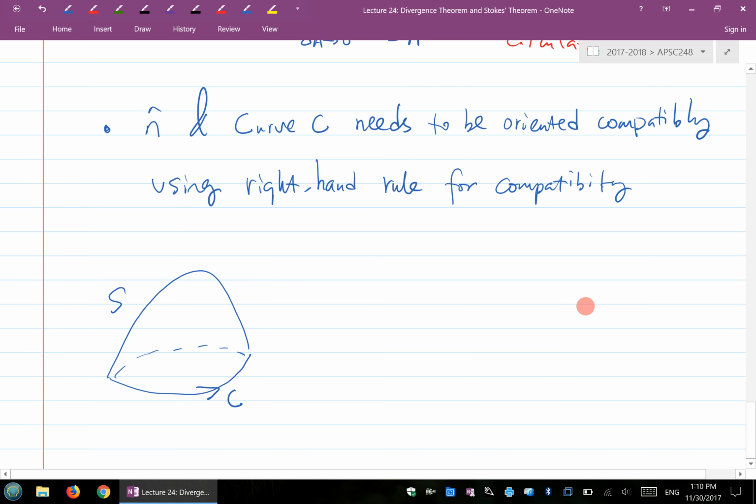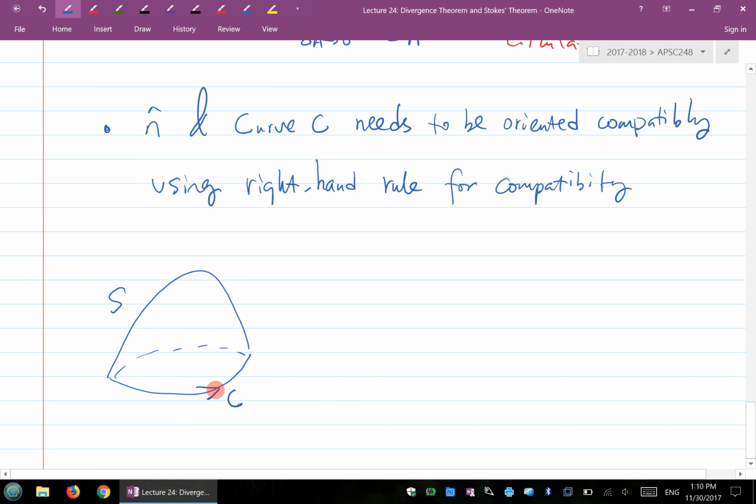If you orient your curve C counterclockwise by looking from the top, then your n hat has to be compatible. Use your right hand rule. There are different ways of using the right hand rule, because the surface S is bulged up, so this way here may not be that intuitive. There is a way of doing this, which is this.